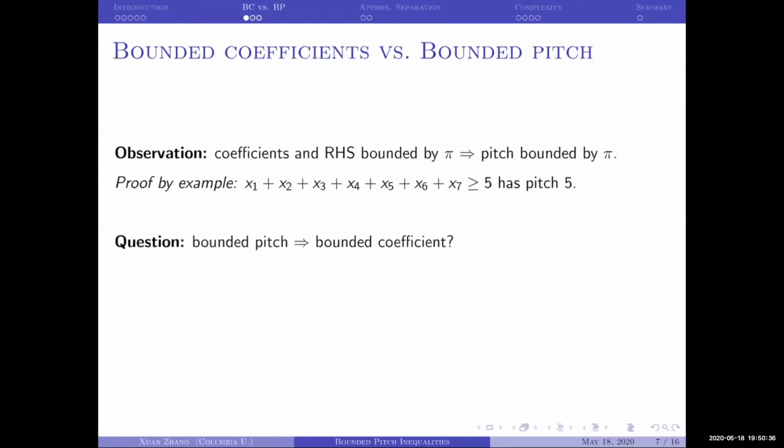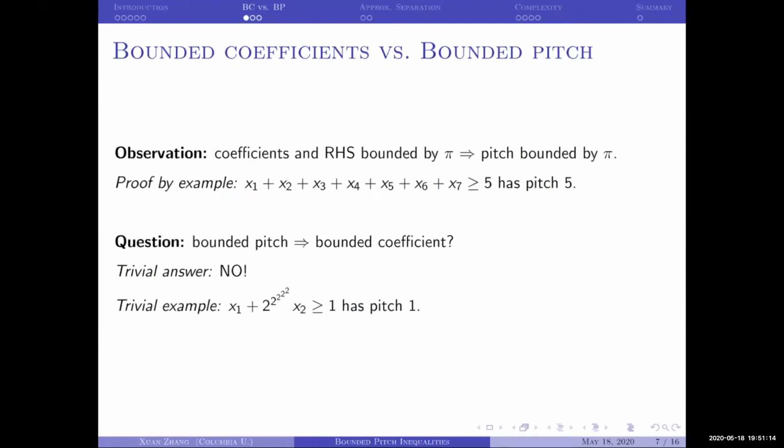So if your right-hand side is 5, it's impossible to have a pitch more than 5. So a natural question to ask is, what about the reverse? Easily you can see that bounded coefficients implies bounded pitch, but how about the other direction? If an inequality has bounded pitch, does it mean that it also has bounded coefficients? Actually, a trivial answer is no, because you can come up with pretty trivial examples, like I have here. You actually have a really absurdly large coefficient here, but this inequality only has pitch 1, because you just need to take this one item to satisfy the right-hand side.